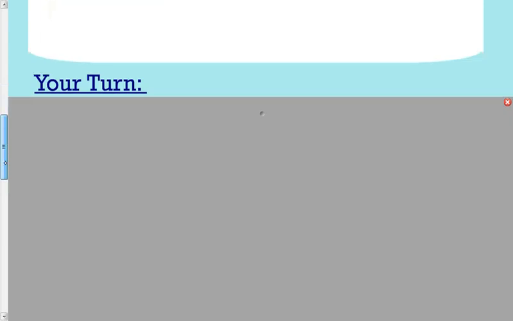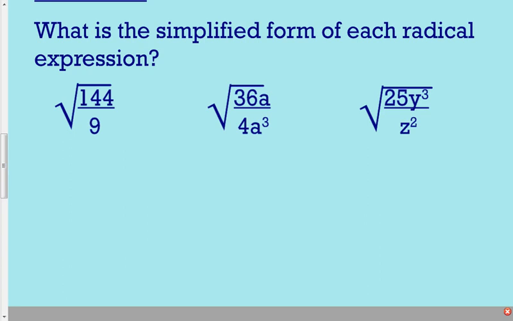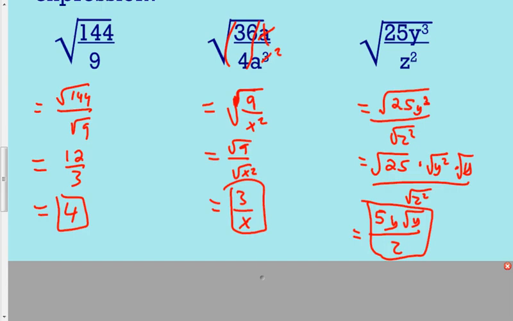Okay, why don't you try that before we get to one last thing? So I'm going to pause it and you can try these and I'll show you. All right, first one simplified nicely. It just becomes square root of 144 over the square root of 9, which is 12 over 3. Or if you divide it out, it's 4.